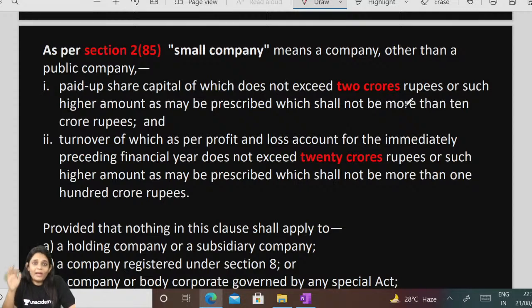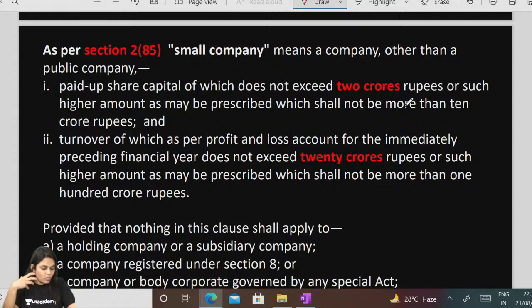Can I say OPC is a private company? Yes, OPC is a private company with only one member. Similarly, a small company is a private company. A public company, even if it fulfills these criteria that we will discuss, will never get the status of a small company. That means it will never enjoy the privileges of a small company, even if it fulfills both the criteria.